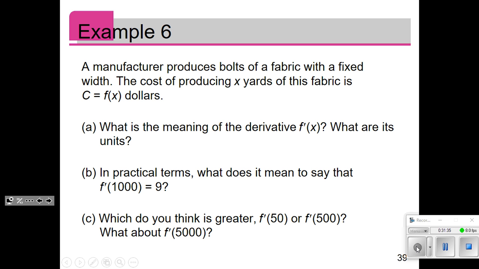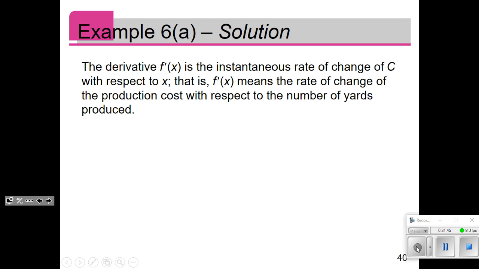Now let's go through these one by one. What is the meaning of the derivative? If the cost is C, okay, and it depends on the yards produced, so it says the derivative f prime of x is the instantaneous rate of change of C with respect to x.